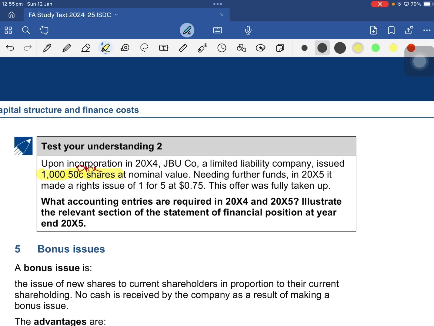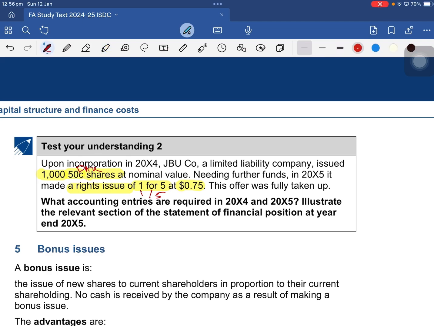Okay, and they need more funds, right? So they made a rights issue. And remember, when it comes to rights issue, the fraction is important. So the fraction here is 1 for 5 shares. So you're going to take it as 1 by 5. Clear? And they have issued it for 0.75, which is greater than the 0.5 cents. Then that means there is a share premium.